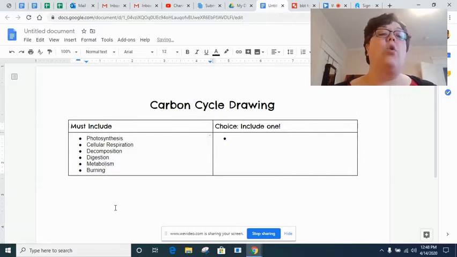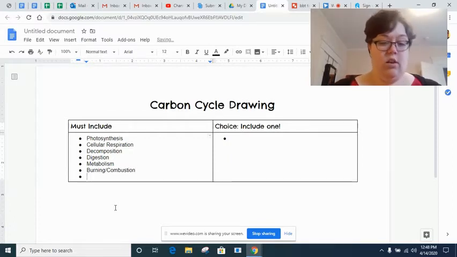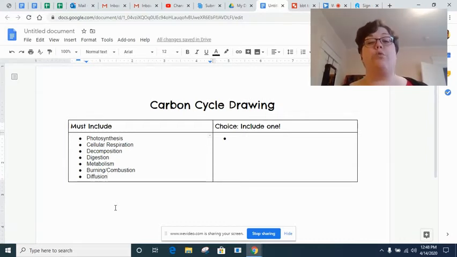You have to show burning, or to use the more technical term, combustion. This could be a factory or a car or a boat, you name it. You have to show diffusion, so free carbon moving through the air.